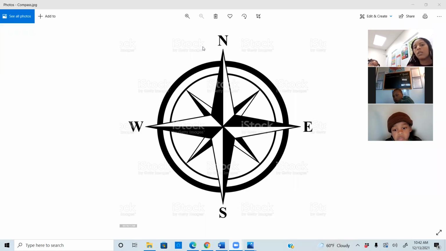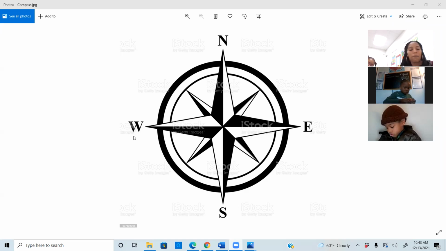So we have what's called the north, which is up. Then we have the south, which is down. East, which is to the right. And west, which is to the left. Okay, so again, 4 directions: north, which is up, south, which is down, east, which is towards the right, and west, which is towards the left. Has everyone heard of a compass before? You've seen one before? Usually they're on maps.